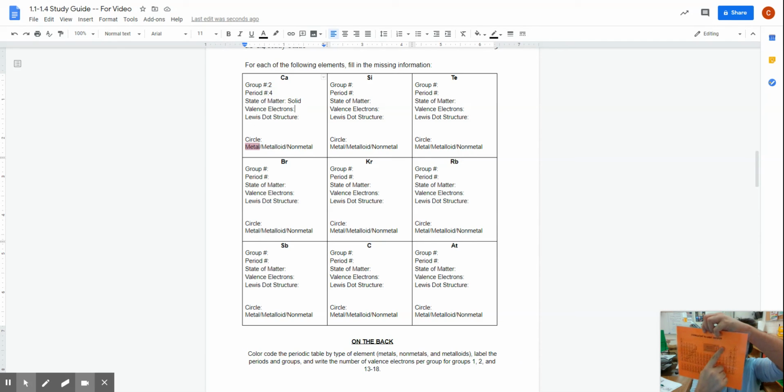Calcium is, let me see if I can point at it without looking, right there. Did I get it? I did. Calcium's right there, so it's in group 2, which means it's got 2 valence electrons. There we go. Got that answered.